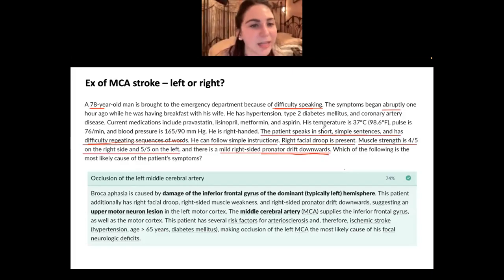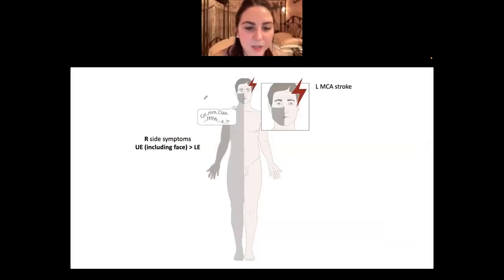And again, this is usually the left side. This is the left side because, like I said, this is Broca's aphasia, right? So that's only going to be on the left side. But it also says the muscle strength on the right is affected. So that's another indication that this is a left-sided MCA stroke. Okay.